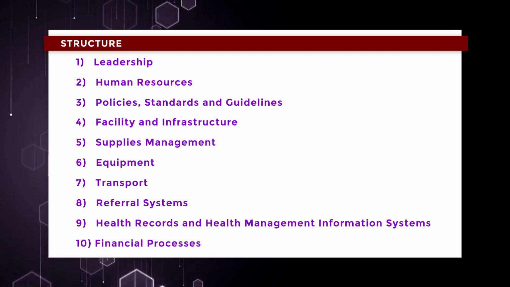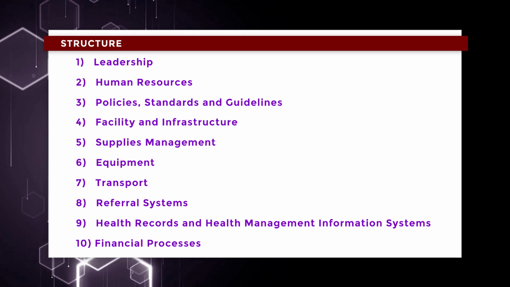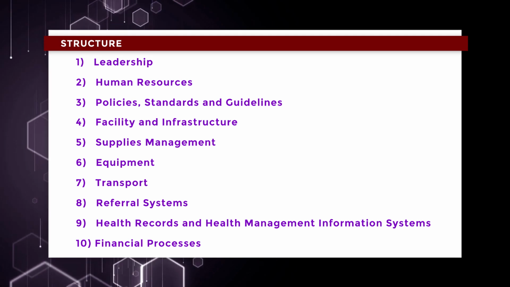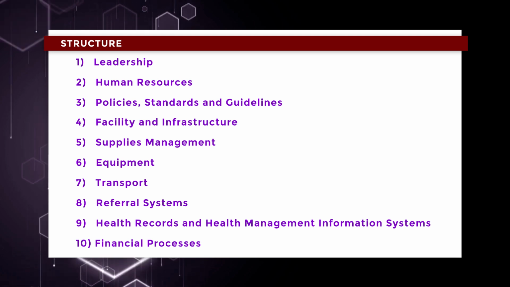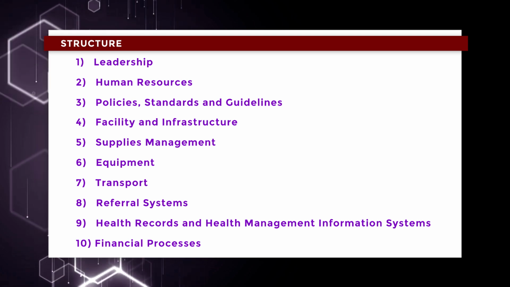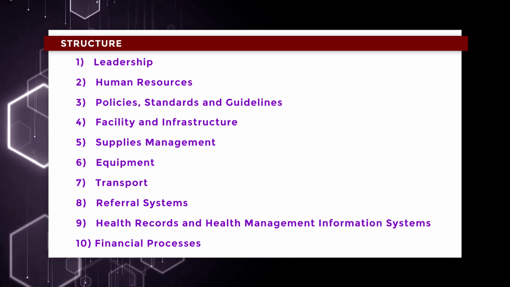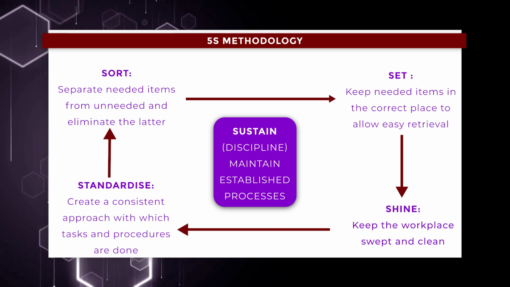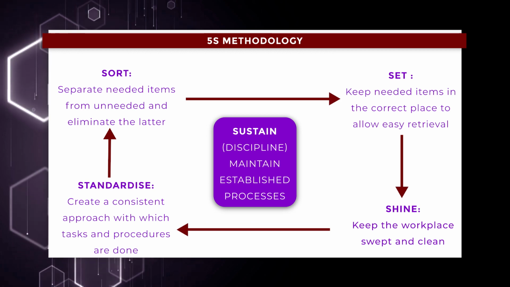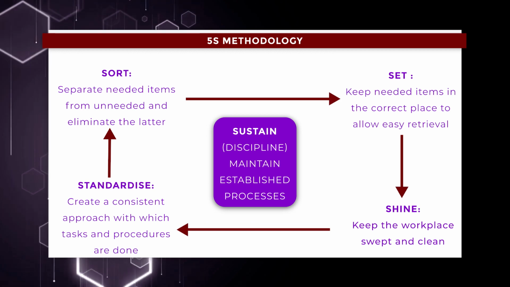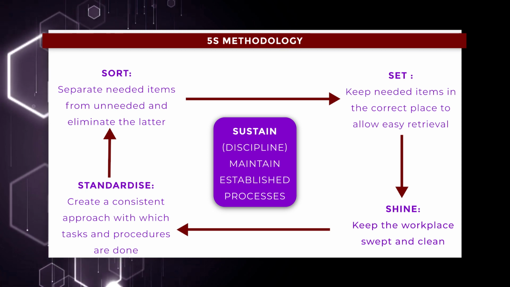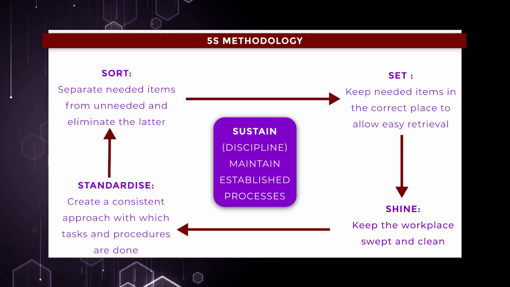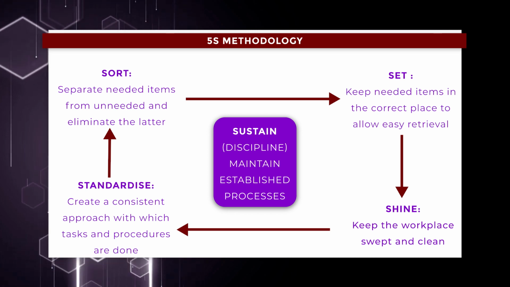Then we come to the facility and infrastructure, supplies management, equipment, transport, referral system, health records and health information management system, and then finally, financial processes. If you run a health facility and you are struggling in putting these things in place and you're wondering, how do I put the house in order? This standard gives you the bare minimum requirements that you need to put in place. You also need to have some processes documented and processes implemented.